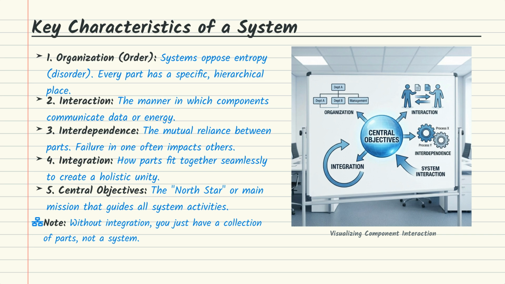Key characteristics of a system include organization, which provides order and hierarchy. Interaction dictates how components communicate. Interdependence highlights their mutual reliance. Integration ensures seamless fitting together, and central objectives guide all activities. Remember, without integration, you only have a collection of parts.